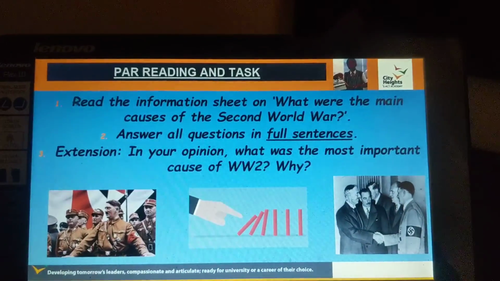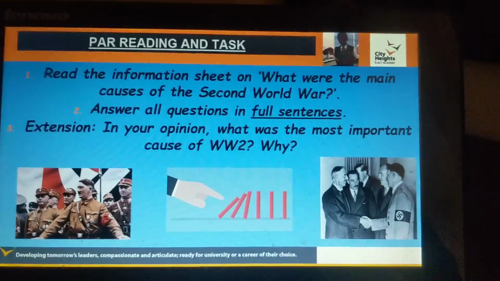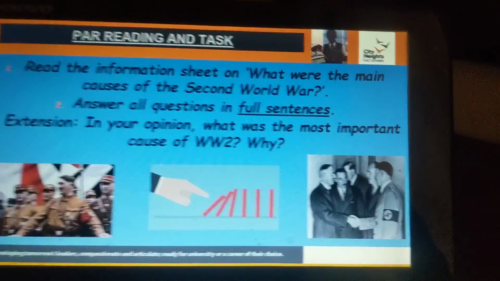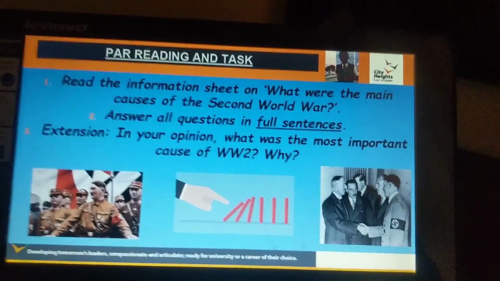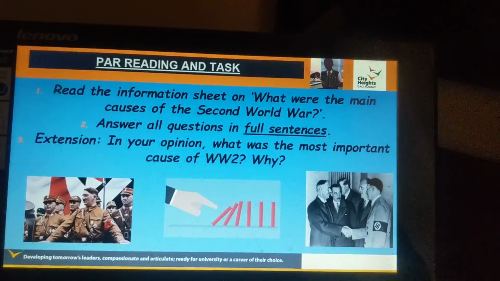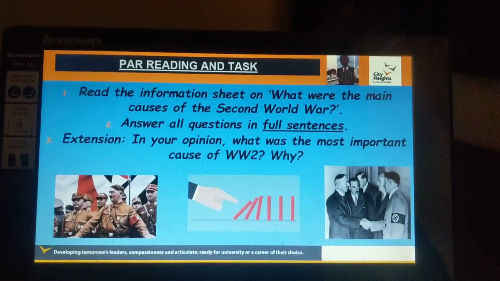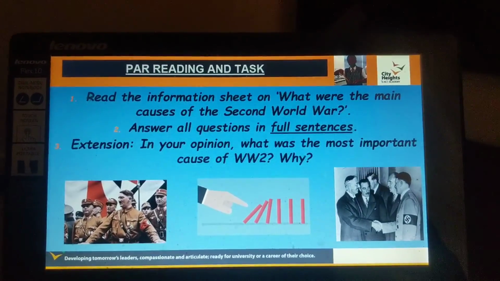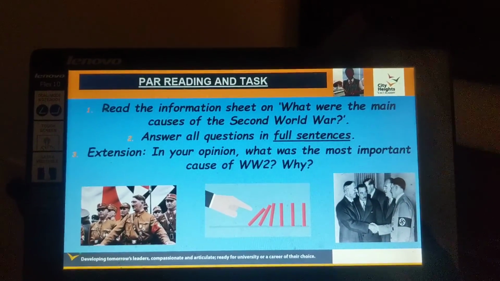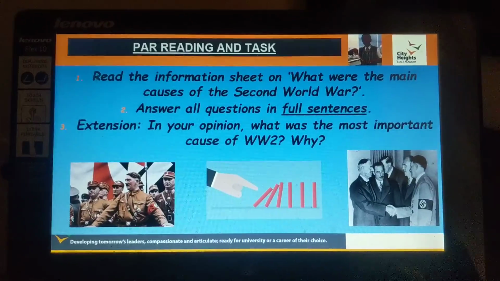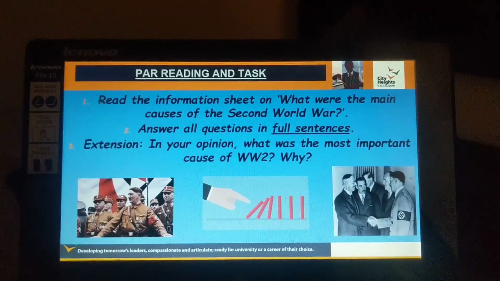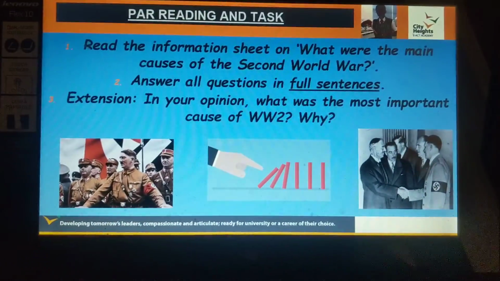Alright, moving on. So your next task is you're going to read the information sheet on what were the main causes of the Second World War, which I've attached to Google Classroom. I want you then to read that really independently, really well, and answer all the questions that is also on the sheet and also on the reading sheet, and that's attached, in full sentences. If you finish that, you're more than welcome to the extension question.